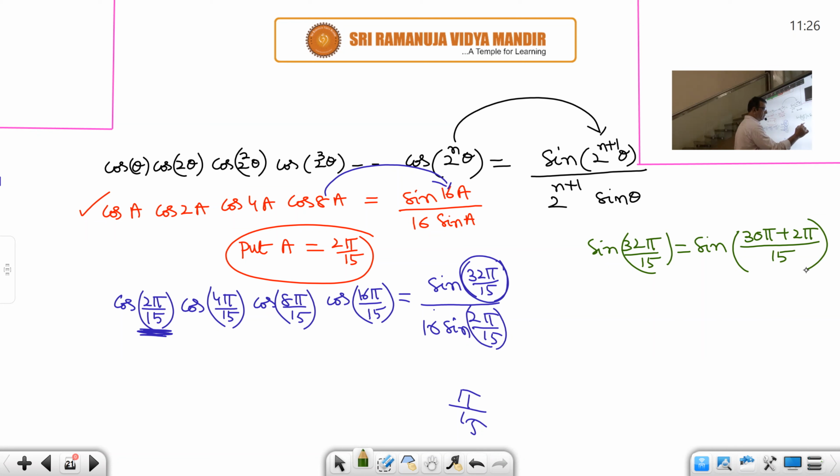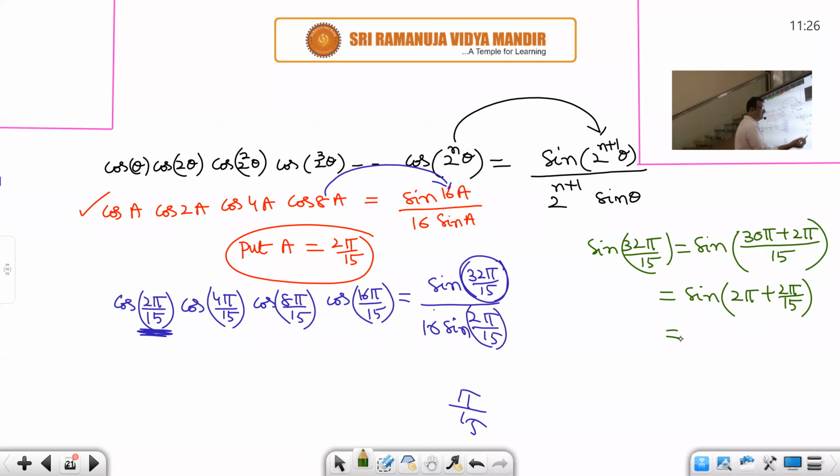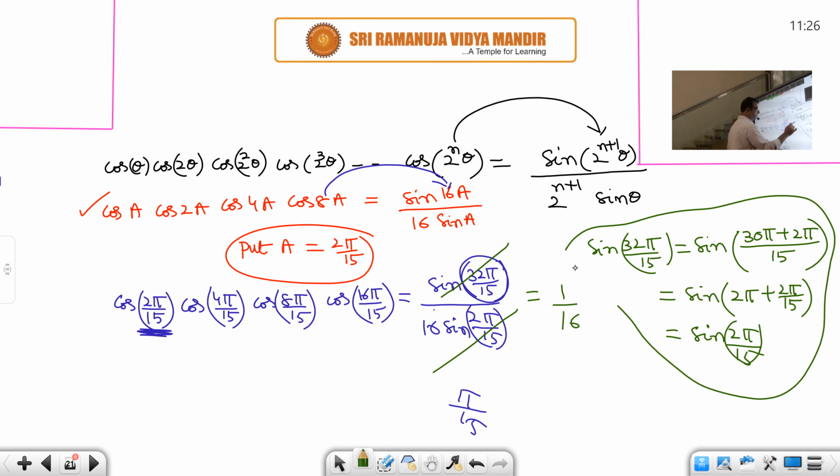Now it is equal to sine of 30 pi by 15, which is 2 pi, plus 2 pi by 15, which is in the form sin 360 plus theta. Sin 360 plus theta is sin theta. Therefore sin 32 pi by 15 and sin 2 pi by 15 are equal. They will cancel out and the answer will be 1 by 16.